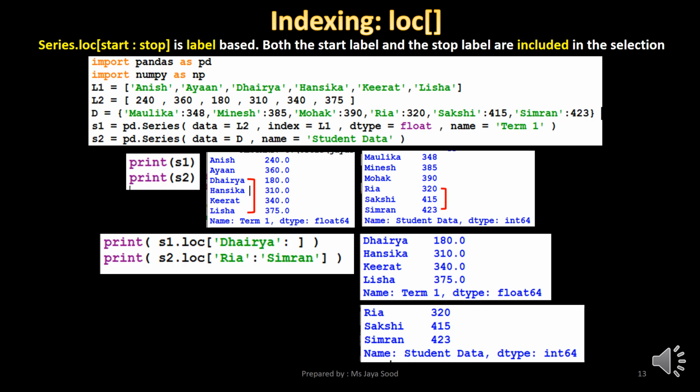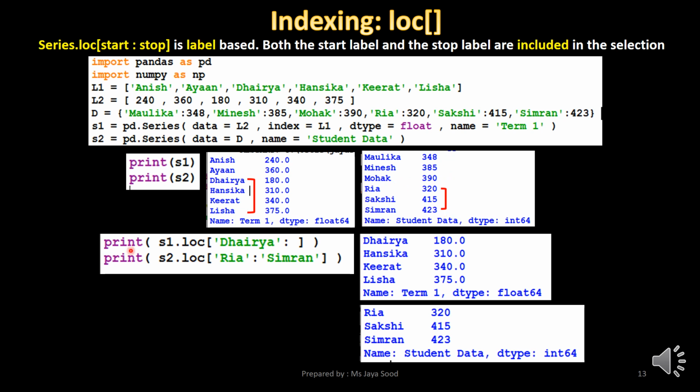Unlike iloc, loc uses label-based indexing. Both the start value and the stop value are included in the selection. Let us take an example. S1 is a series which is created from the list L2 as the data and the list L1 as the index. S2 is another series which is created from the dictionary D as the data. This is series 1 and this is series 2.